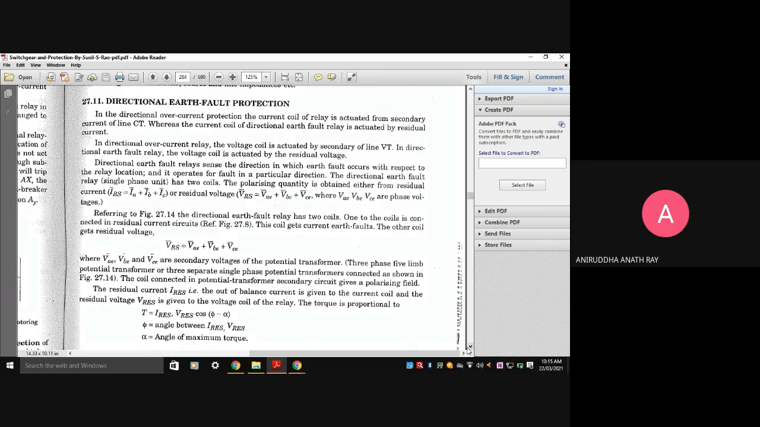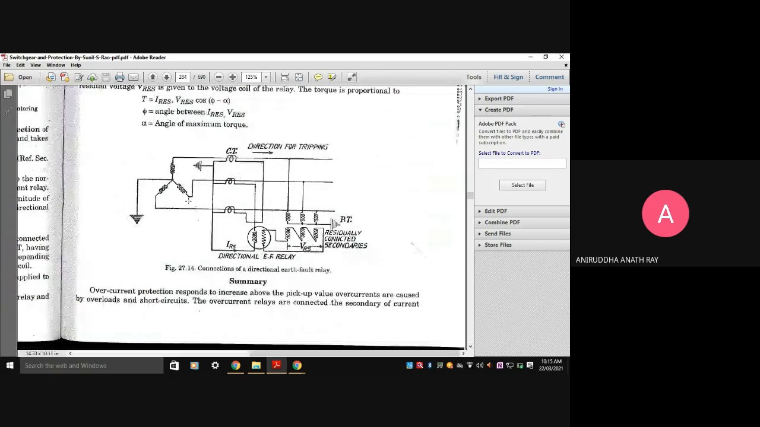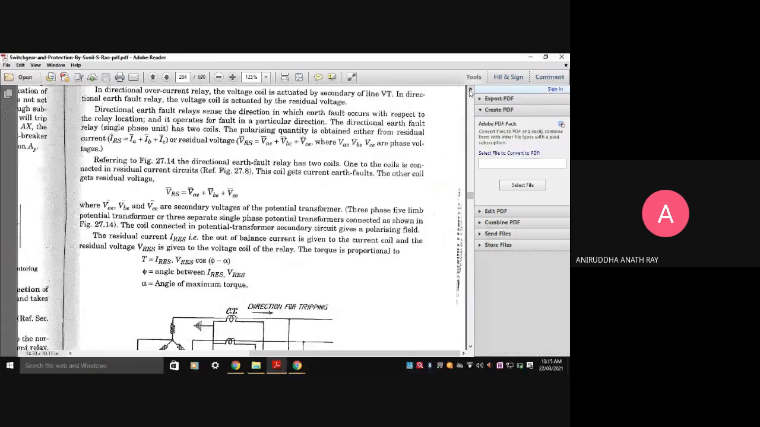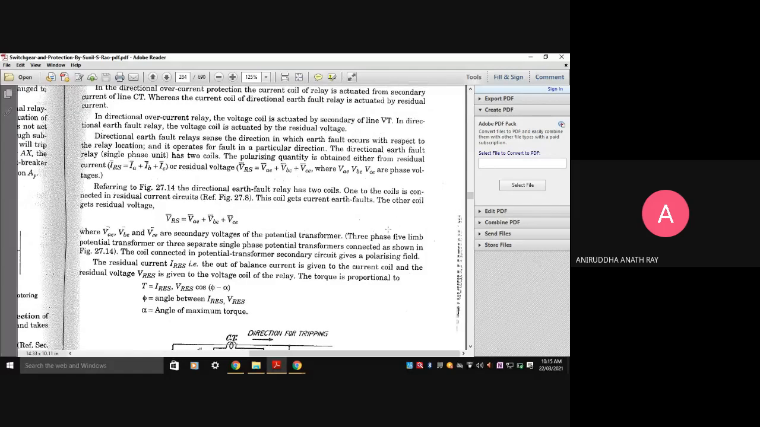Now again, look at figure 27.14. This is the connection of the directional earth fault relay. As you can see, students, this structure is nothing but the directional earth fault relay. For this topic, you have to refer to S S Rao, chapter number 27. Referring to the figure, the directional earth fault relay has two coils. One of the coils is connected in the residual current circuit.